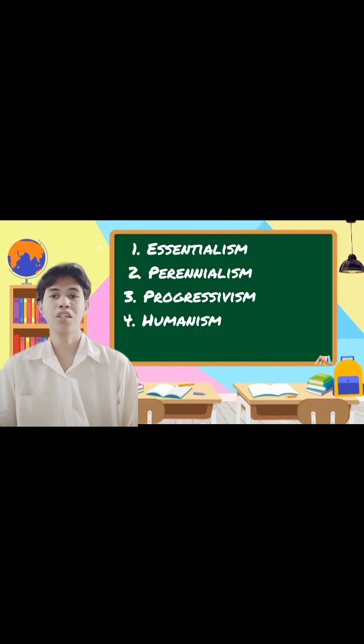Next is humanism. Humanism prioritizes individual growth and self-expression, focusing on the development of the whole person intellectually, emotionally, and socially. It values students' autonomy and choice. For example, in a high school art class, students express themselves creatively through various art forms, with the teacher providing individual support and encouragement.